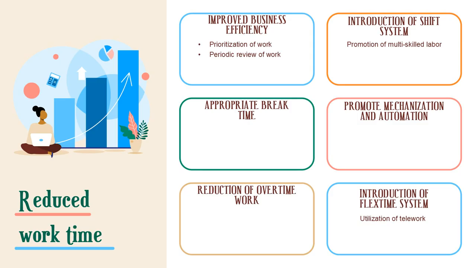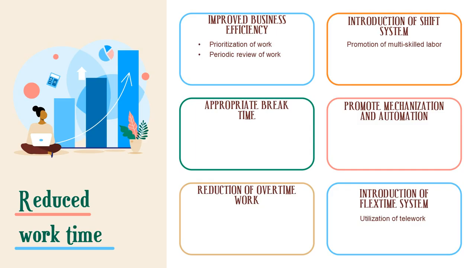Fourth, promote mechanization and automation. Repetitive and heavy labor tasks can be replaced with machines and automated systems to significantly reduce work time. Fifth is to reduce overtime work. Setting a limit on overtime and limiting it to the minimum necessary is important to protect workers' health. Allowing workers to adjust their work hours to fit their own life rhythms improves their work-life balance.